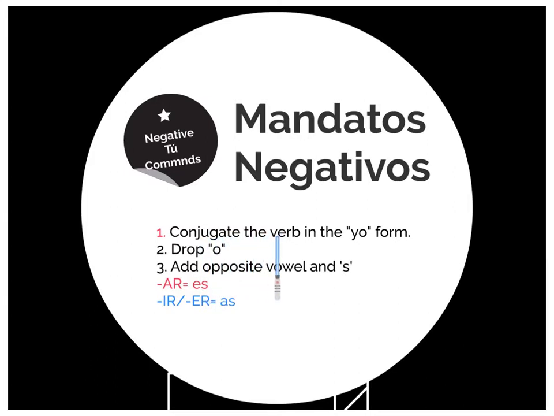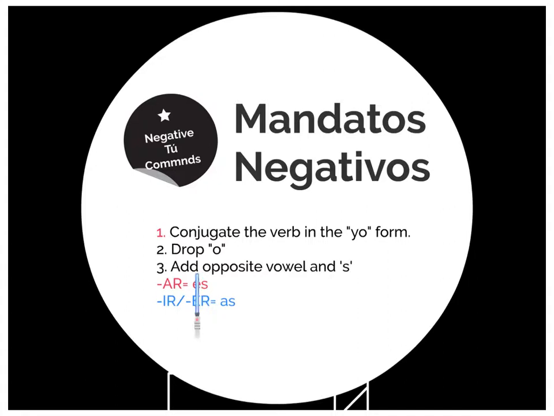First you are going to conjugate the verb in the yo form, and then you are going to drop the O. This is particularly important because there are going to be a lot of irregular go verbs, and you're going to need to know that root before you add your endings. For AR verbs, it's ES, and for IR/ER verbs, it's AS. So you add the opposite vowel, E, and then you add S.